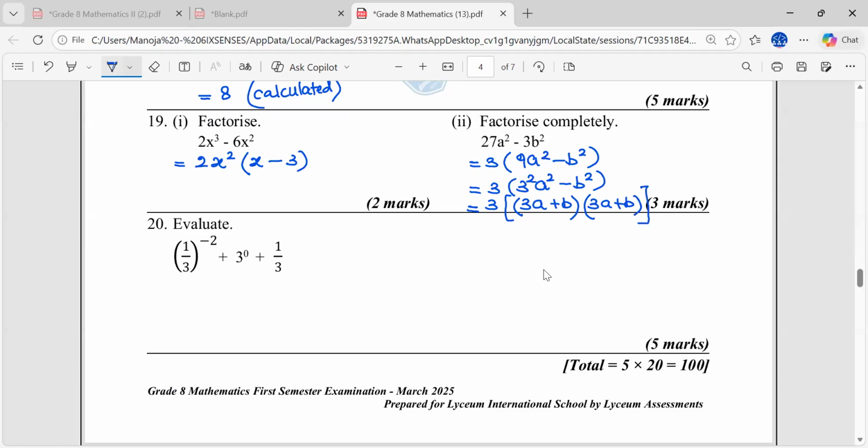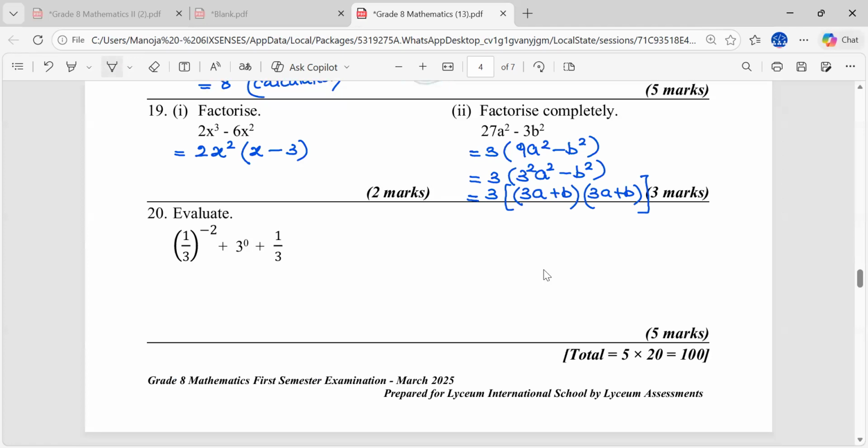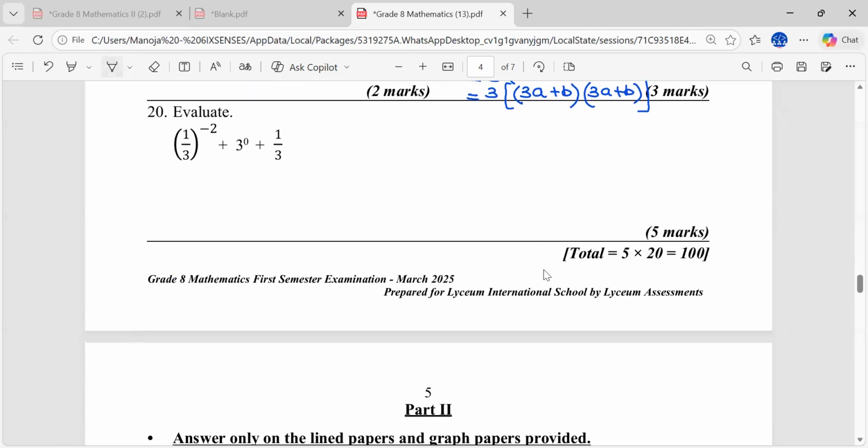Right? If you can remember, the same question you had in the 2024 paper also, right? That is the importance of doing the past papers, children.